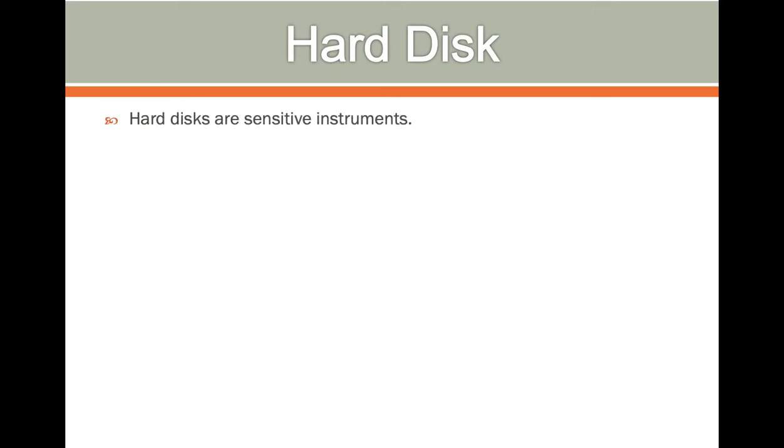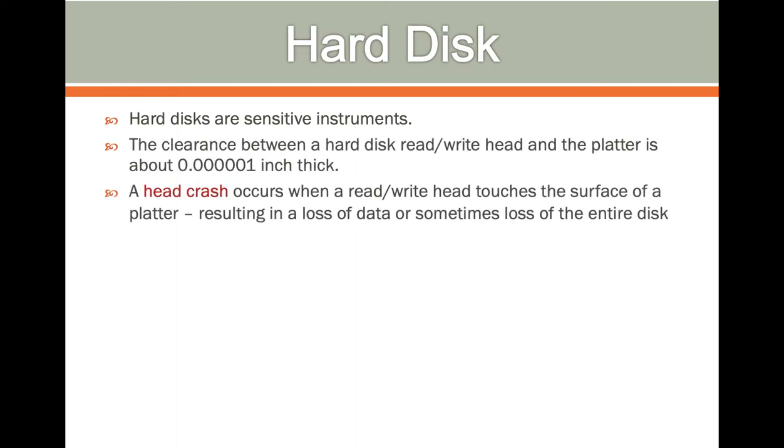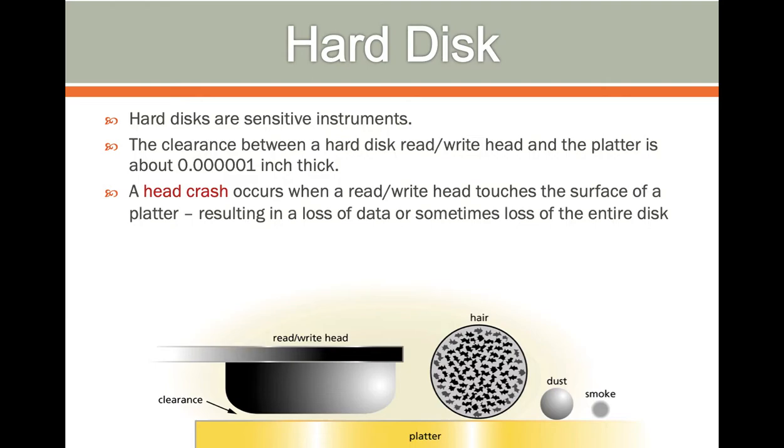Hard disks are sensitive instruments. The clearance between the hard disk read/write head and the platter is about 0.000001 inch. It's very thin. A head crash occurs when the read/write head touches the surface of a platter, resulting in the loss of data or sometimes loss of the entire disk. For example, a hair, dust, or smoke on the platter can cause this.